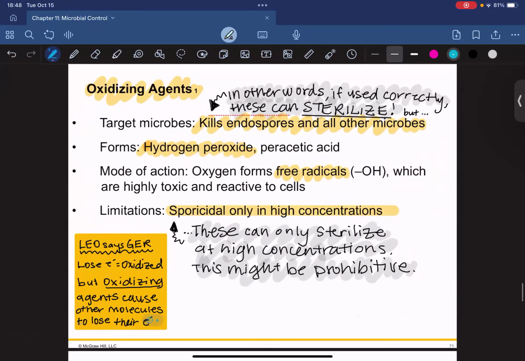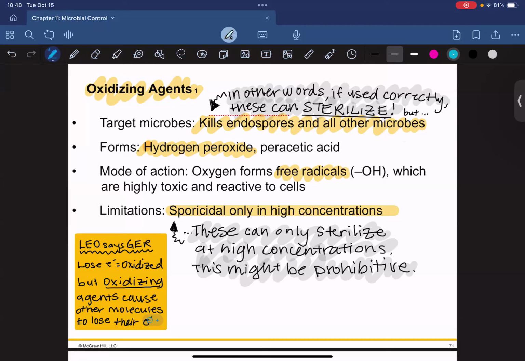Oxidizing agents. So this isn't so bad. We're going to be more familiar with this than you think. So remember, Leo says GER, right? So lose electrons, you are oxidized. But if you are oxidizing something, you are making it become oxidized. So you're making that thing lose its electrons. That's what it means. So oxidizing agents can kill endospores and other microbes. Interesting. So these can sterilize.